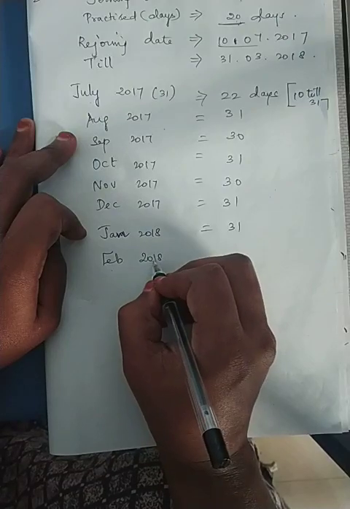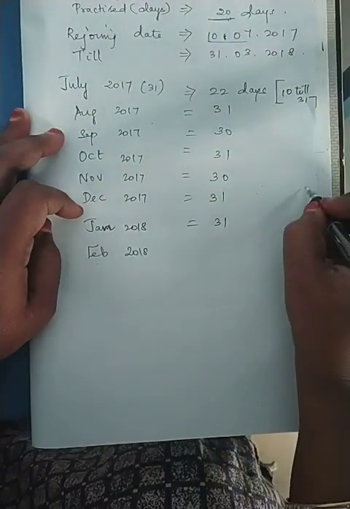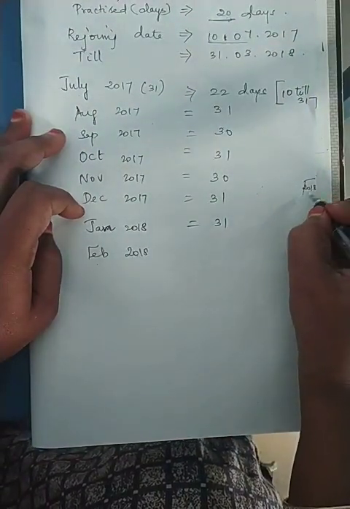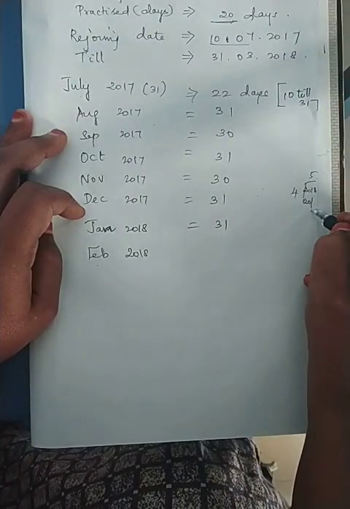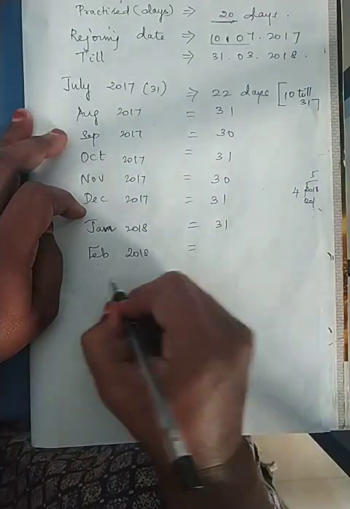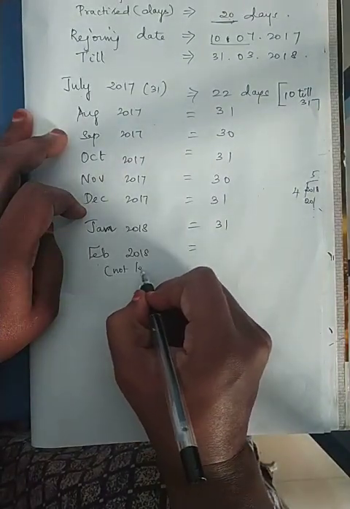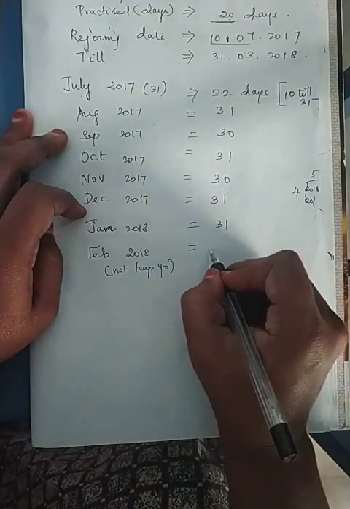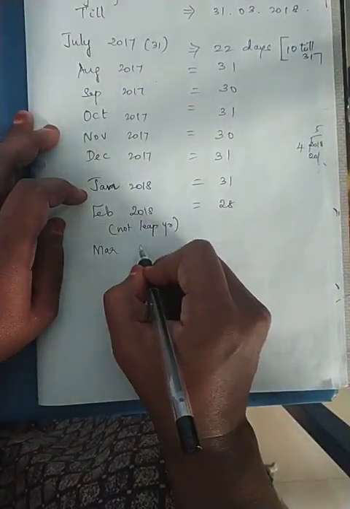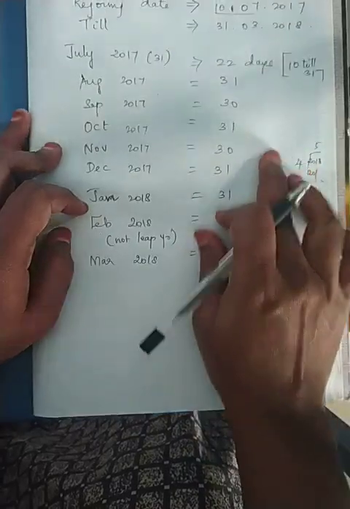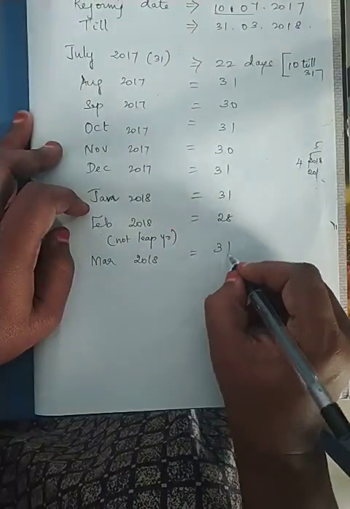Okay. 2018 will not be divided by 4. Check whether 2018 is divided by 4 or not. 5 fours are 20, 18 will not be divided by 4. So this is not a leap year. You can write not leap year, so you can write this as 28 days. Then in March 2018 you have all 31 days.